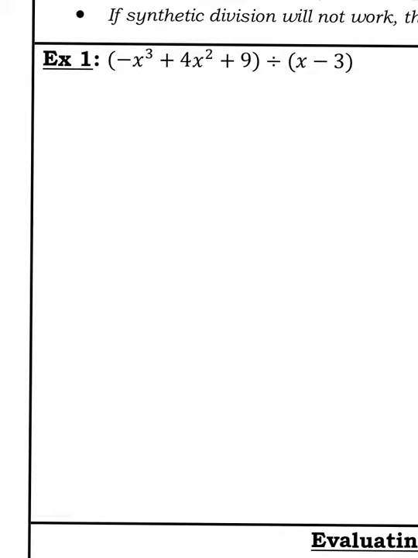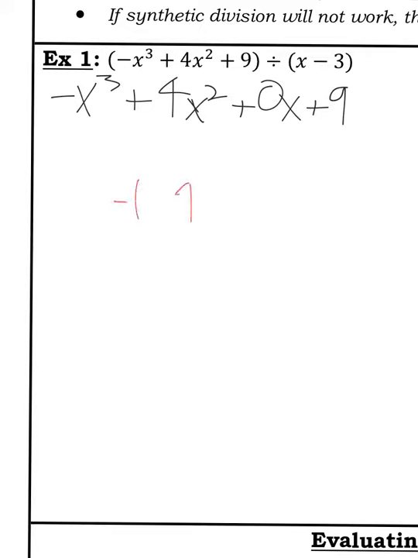So I have negative x to the third plus 4x squared plus 9 divided by x minus 3. The important thing to do is to make sure you have everything written out, and it counts down perfectly, your powers do. So I'm going to throw in a plus 0x. The reason is that when you do your synthetic division, you just need the coefficients. So I'm going to write down a negative 1, a 4, a 0, and a 9. If you don't put that 0 there, it's going to screw everything up, unfortunately.